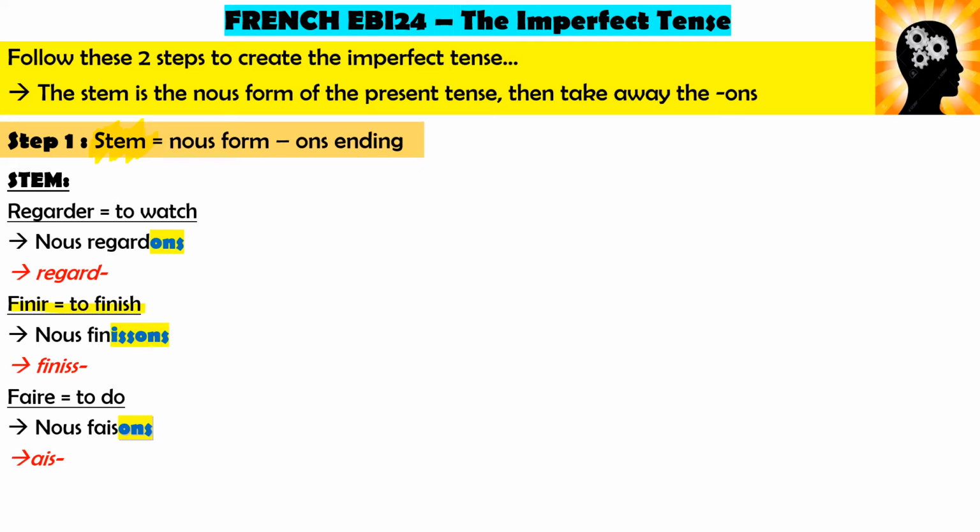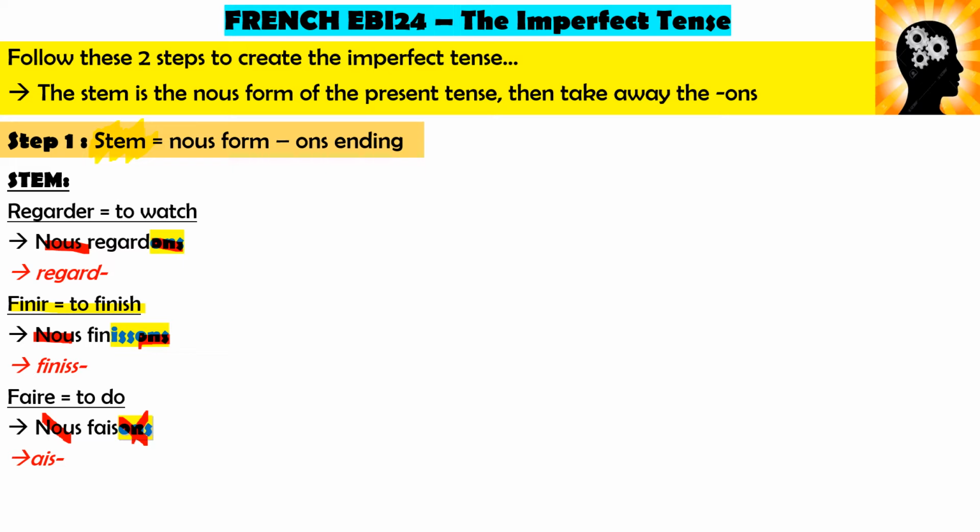So for ER verbs, it's pretty much the same for most of them. But for IR verbs, any IR verbs, the ending is ISSONS. So you need to get rid of the ONS on the end of this. There we go. So you get rid of that bit there. But you keep the ISS. So you need to keep that. So take the nous form, get rid of the ONS, get rid of the nous, and that will leave you with your stem for the verb.